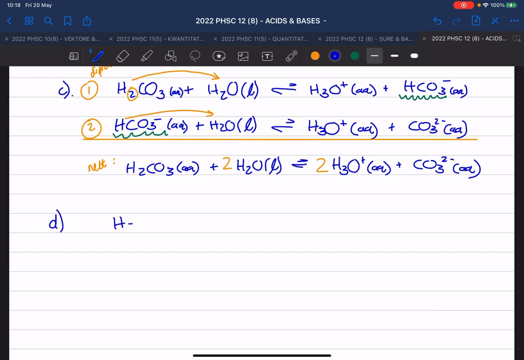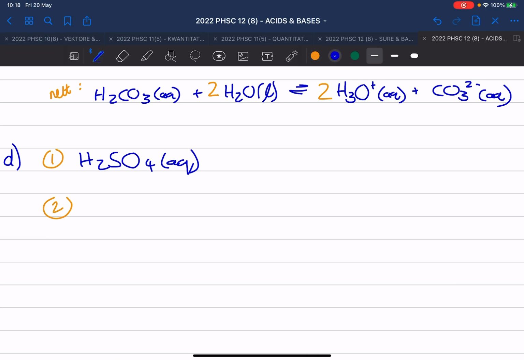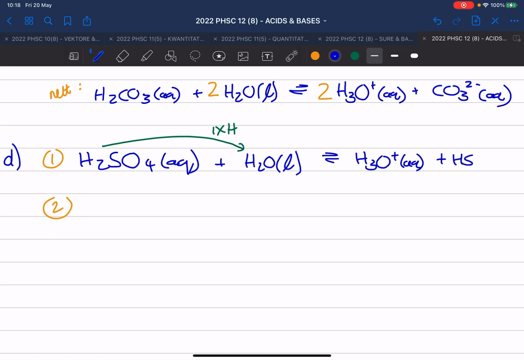It is sulfuric acid. Sulfuric acid is again a diprotic acid, so it will ionize in 2 steps. I'm going to do that again. I want you to practice this because they do ask this quite often. So first it will give away 1 hydrogen to form the hydronium ion and the hydrogen sulfate ion.